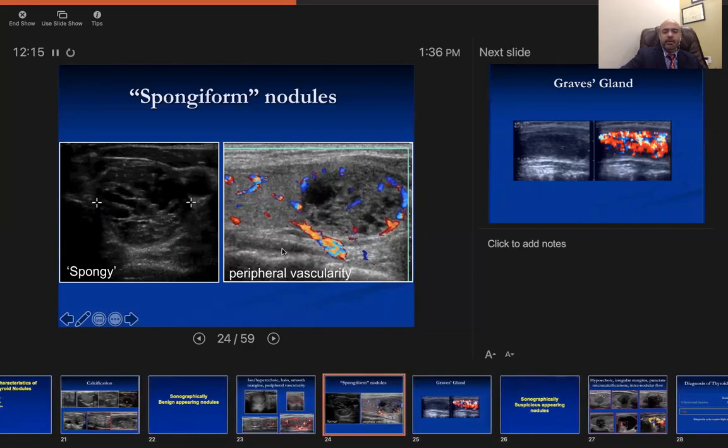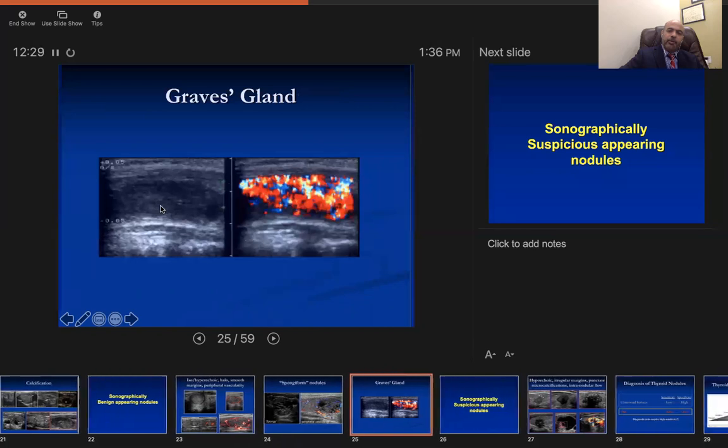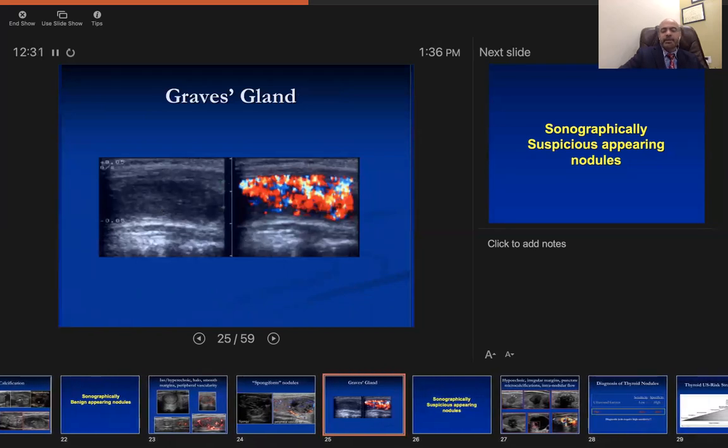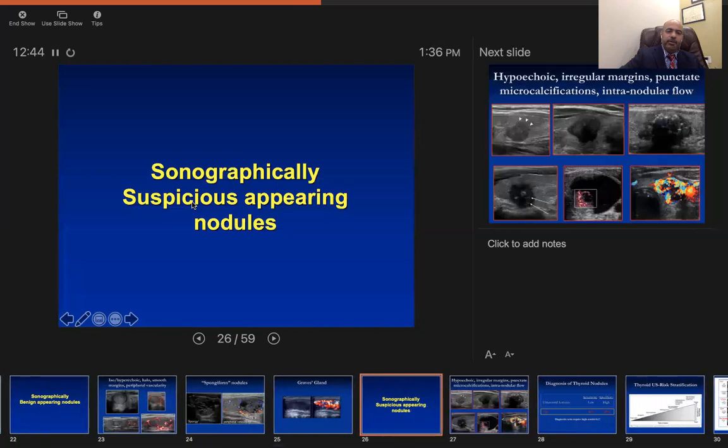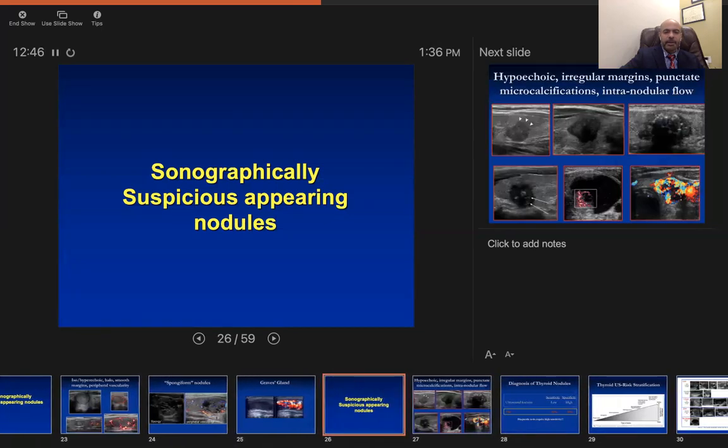Spongiform nodules are also benign in most cases, and they have clear margins. There is cystic degeneration going on inside, leading to these small cyst, sponge-like formations. These are usually benign. What is the Graves gland? Graves gland is like the inferno we saw in the first case that I talked about briefly. Here there is markedly increased vascularity and an overall hypoechoic appearance on ultrasound, and they are benign, obviously, unless in the case that we saw.